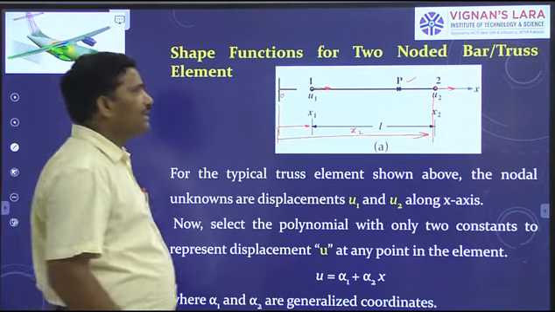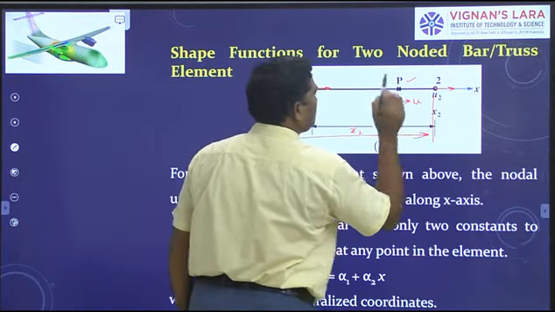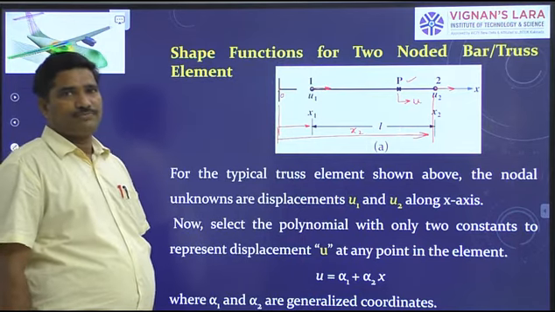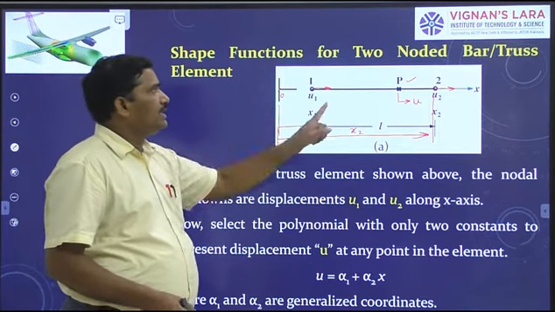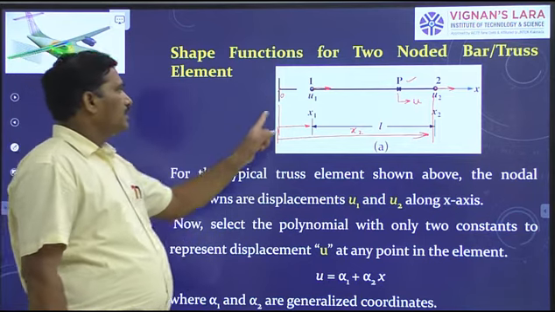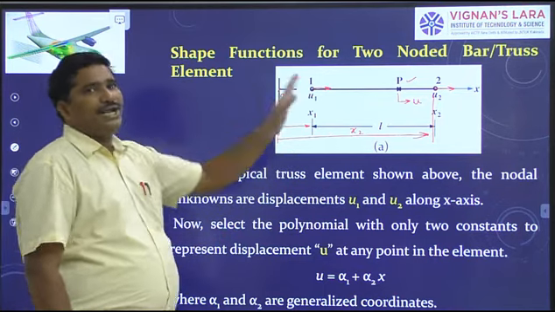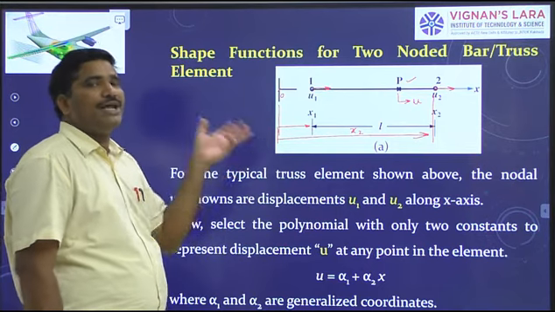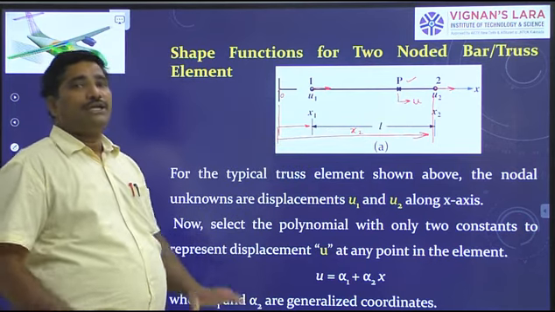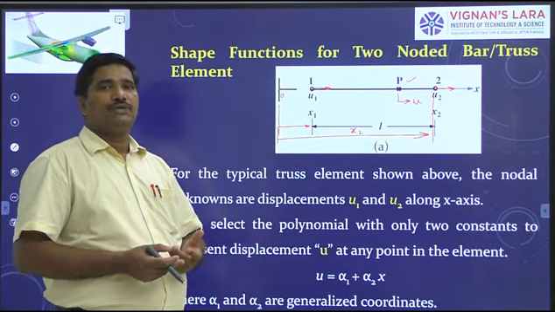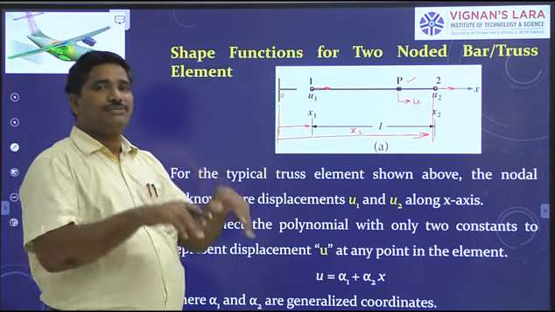Say P is the point of interest. My interest is to determine the displacement of this point P, say U. So now, I want to derive the shape functions for this element in global coordinate x. Therefore, how can I write the equation for this displacement U? I can use a polynomial. How many constants can I consider in this polynomial? This question comes to mind.